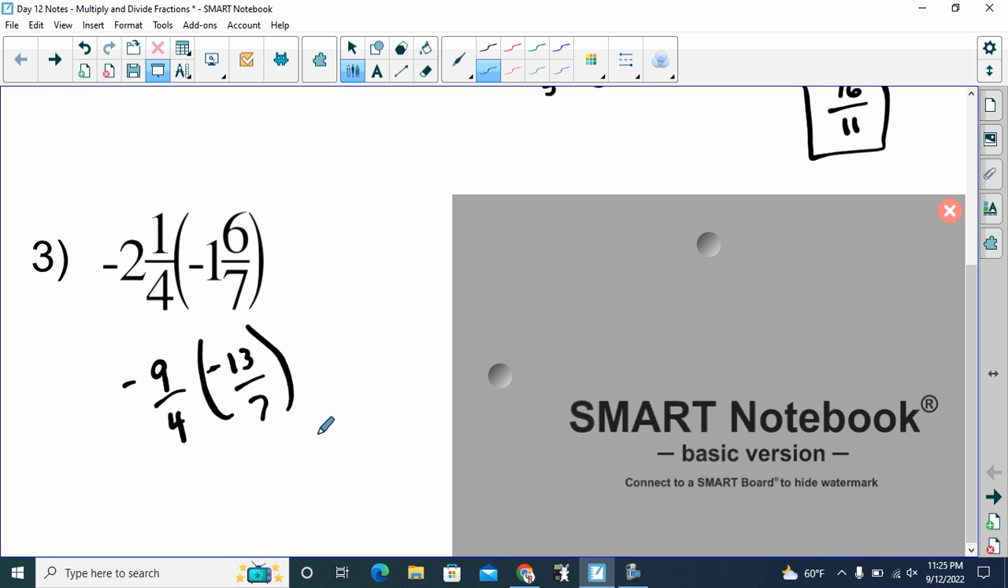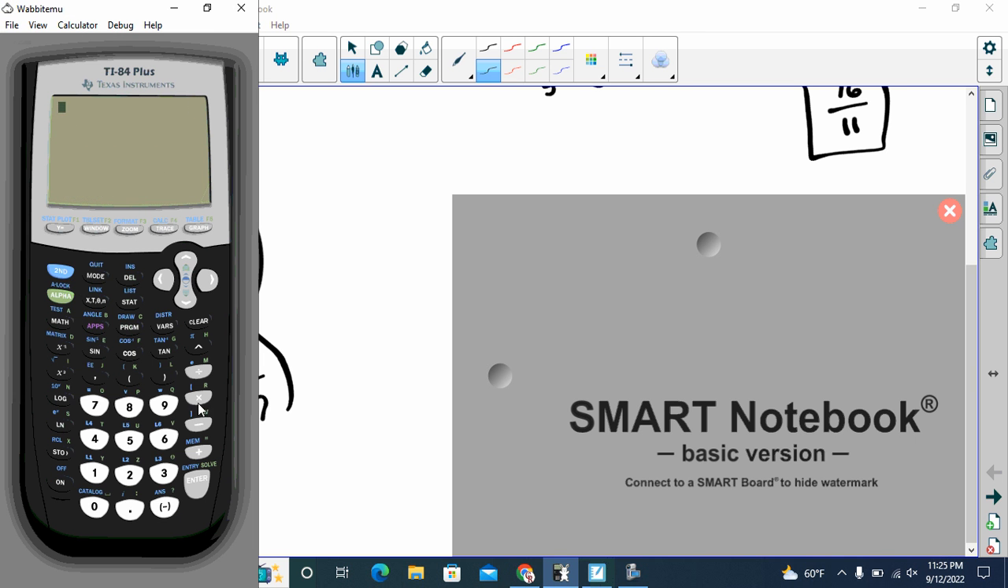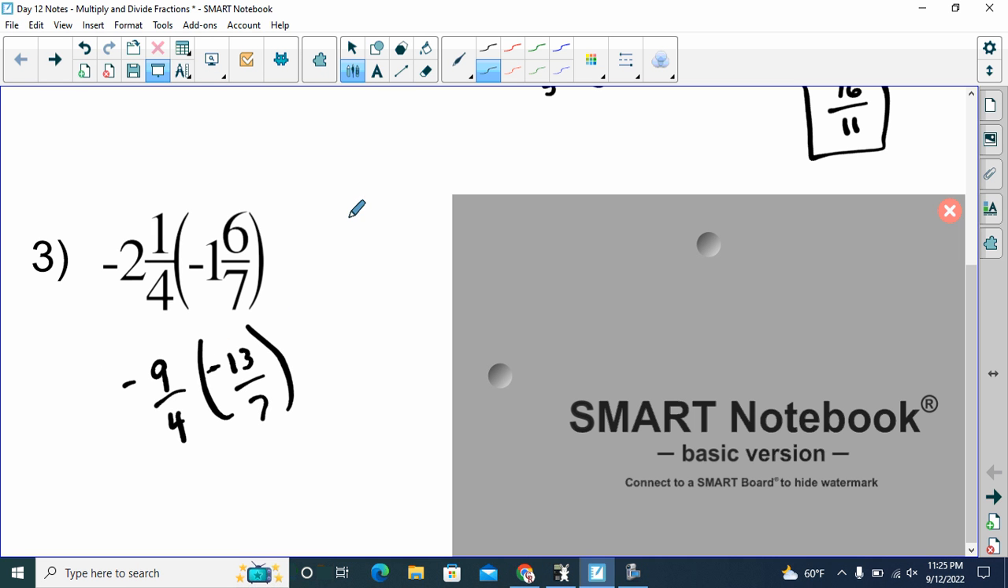We're multiplying here. 9 times 13, that one you might be able to use a calculator on. Should be 121, I believe. 117, that's right. 130 minus 13. You could also multiply it out. 13 times 9. 9 times 3 is 27. 9 times 1 is 9, plus 2 is 11. Negative times negative is positive. 117 over 4 times 7 is 28.